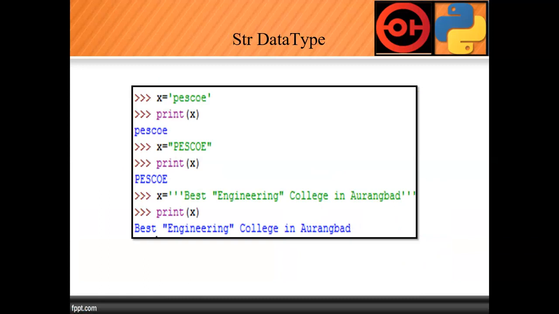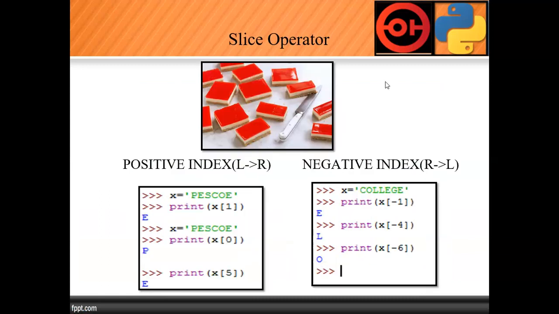Let's discuss the slice operator. See, slice operator is there. While using the slice, if I have any string, that string will be divided into different parts. That's why we use the slice operator. Here I have given the picture of the slice operator. See, there is a cake, and the cake is divided into different slices.